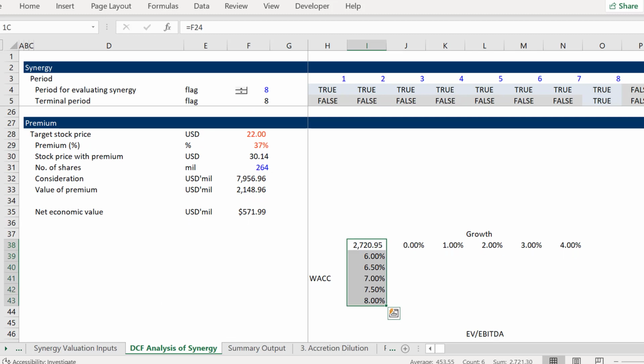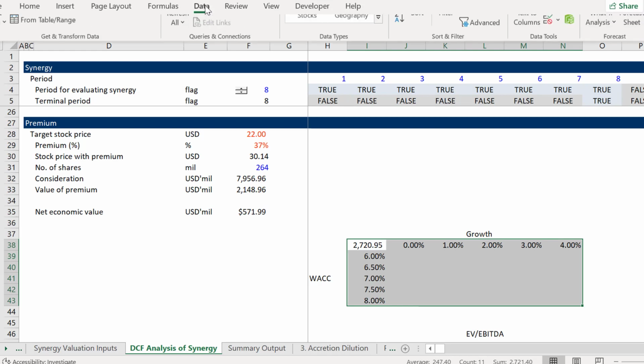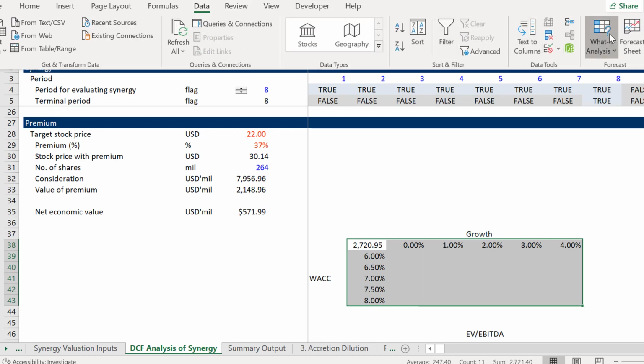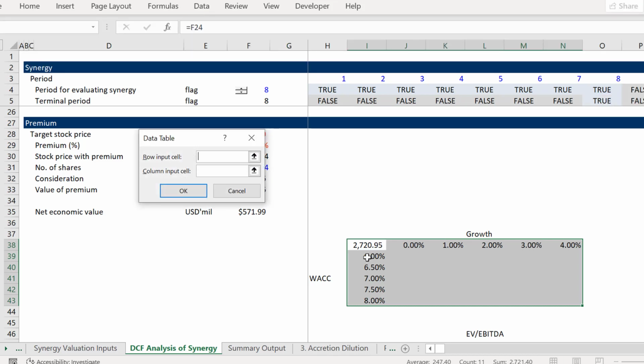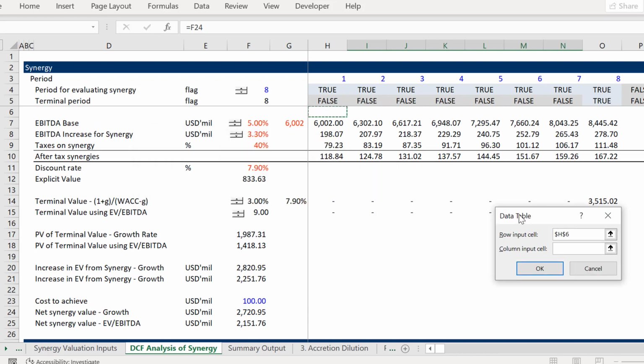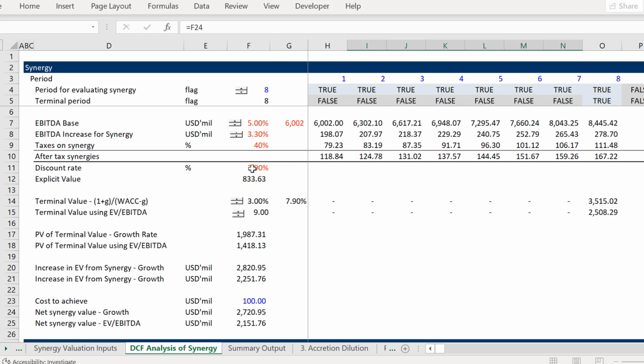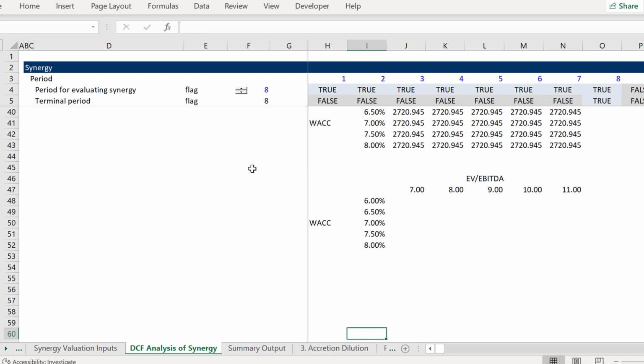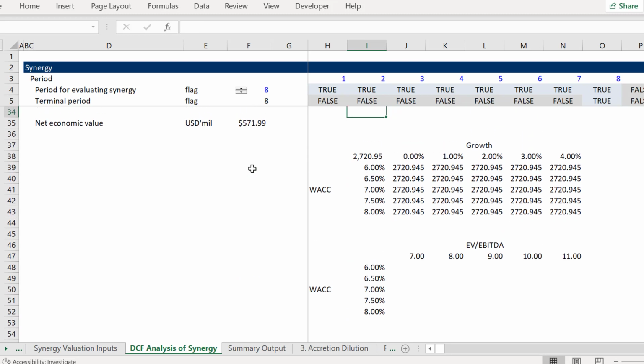Now, when you do this, you're going to select the data table. And when you select the data table, you'll go to what-if analysis and data table, and that row input will be the growth rate. And you have to do this. This is what I moan about so much. The growth rate should be the terminal growth rate, and the WACC is the discount rate. And then you get your data table, and I had this.